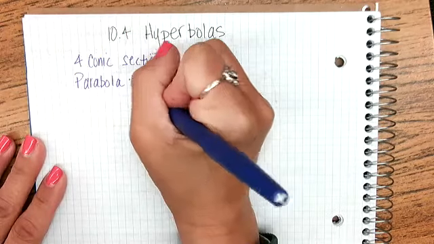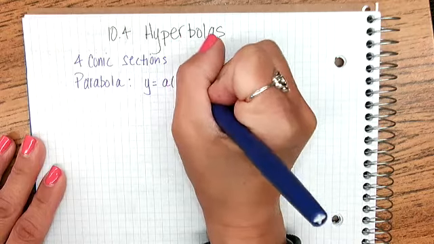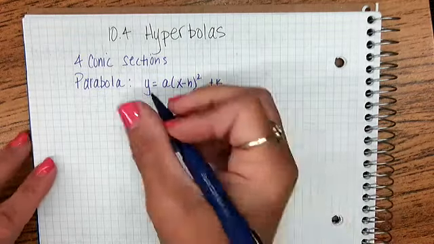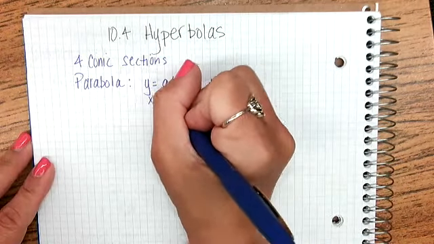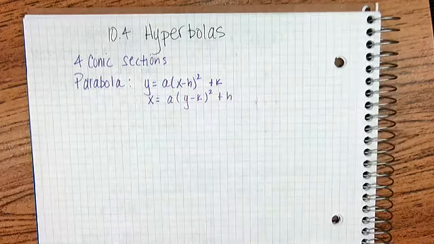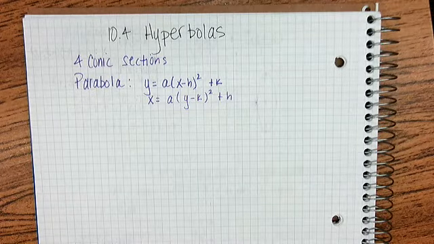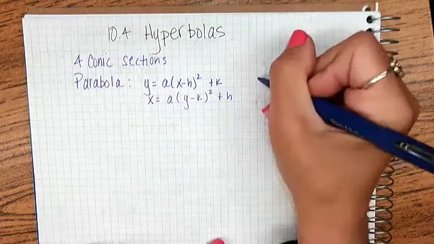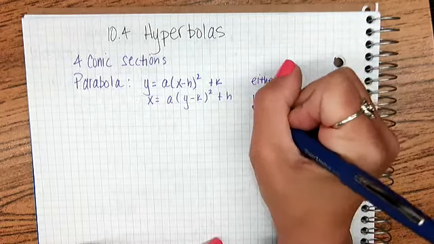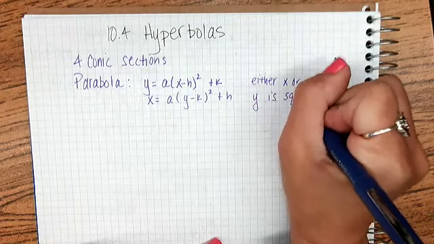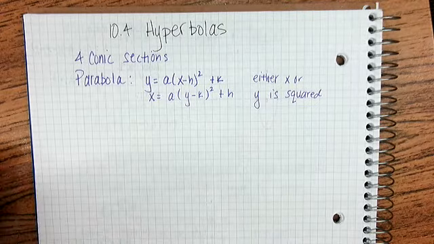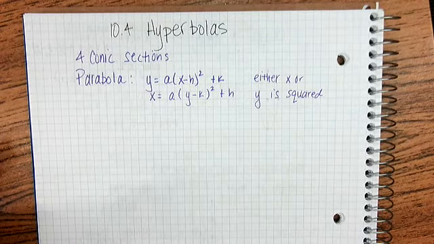The parabola is y equals a(x minus h) squared plus k. The vertex is at (h, k), or it's x equals a(y minus k) squared plus h. The key distinguishing feature of a parabola is that either x or y is squared. One squared variable. Circle, ellipse, and hyperbola all have two squared variables.